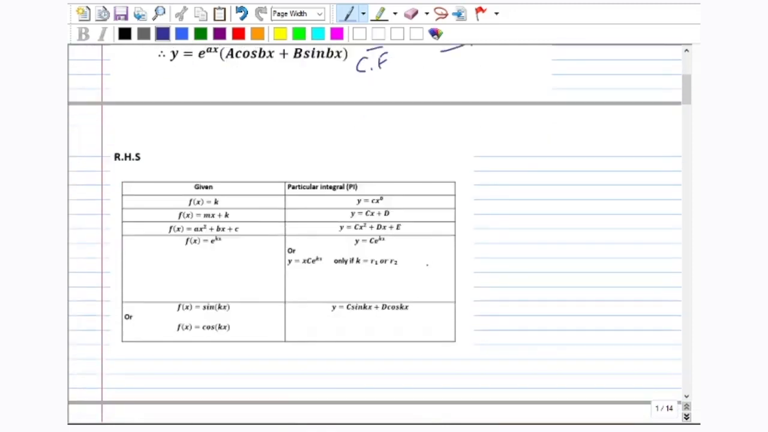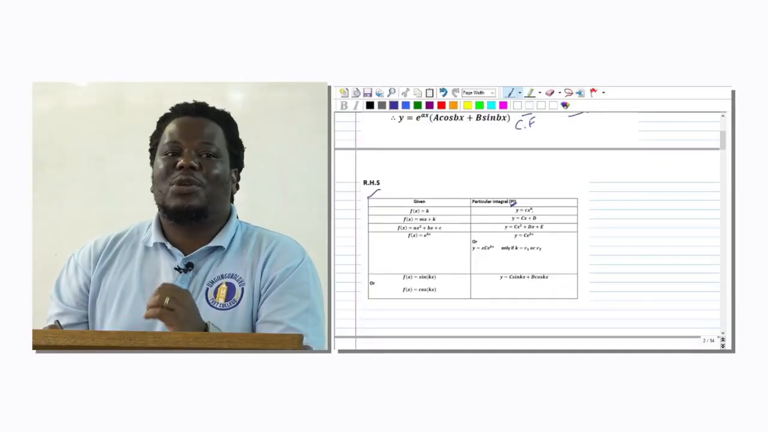On the right-hand side, all you need to do is look at what you are given. You are going to be given either a constant value, which we say f at x equal to k. So you are checking on your right-hand side: am I having a constant value? If you are having a constant value, therefore your particular integral, which we call PI, is going to be y equal to cx to the exponent 0. In the textbook, they will say y equal to c. They will not put that x to the exponent 0, because we know x to the exponent 0 is equal to 1. But I'm putting it so that when you go to your differentiation, it will be easy.